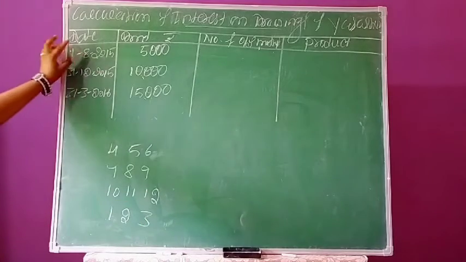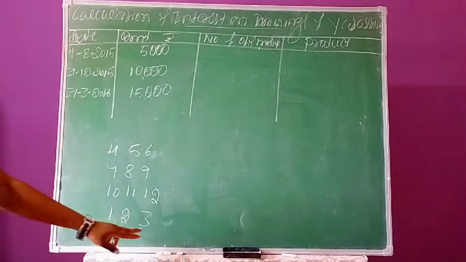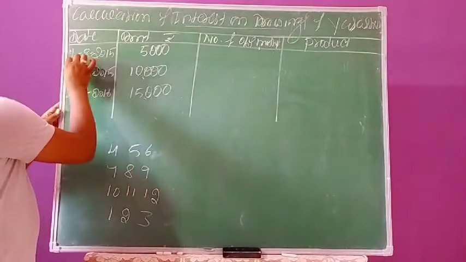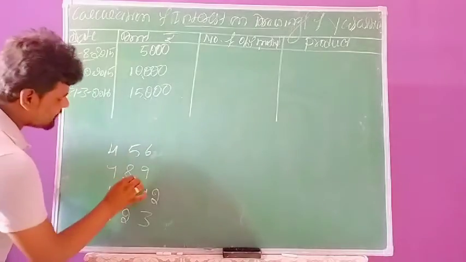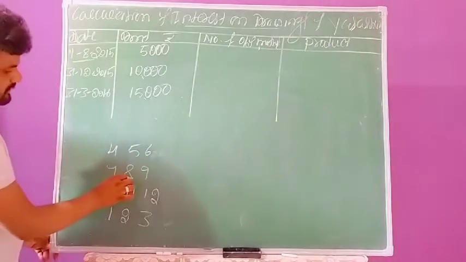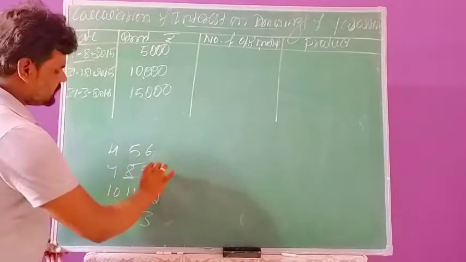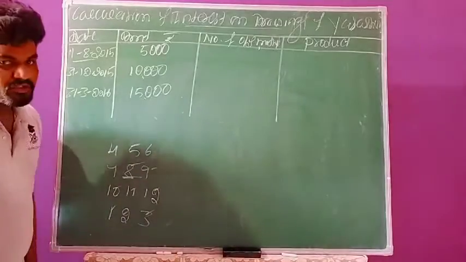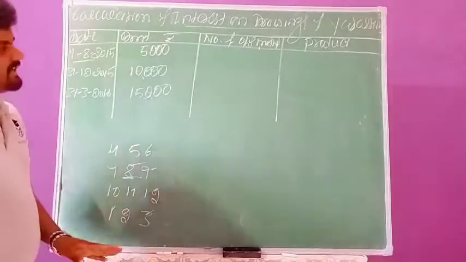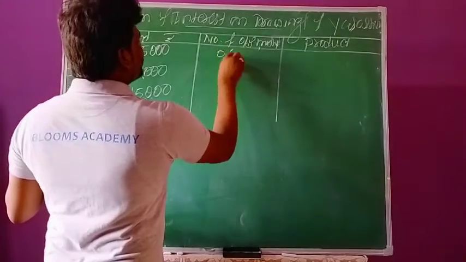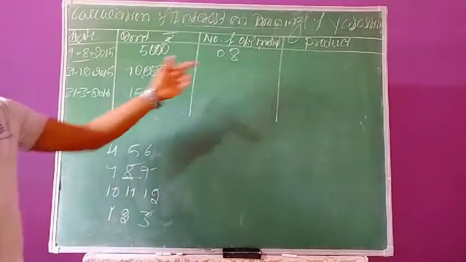By applying these calculations, we can easily ascertain the outstanding period. When they withdrew on 1/8, that is in the month of August, now you have to count. From August to March: 1, 2, 3, 4, 5, 6, 7, 8. So the outstanding period for the first one is 8 months.